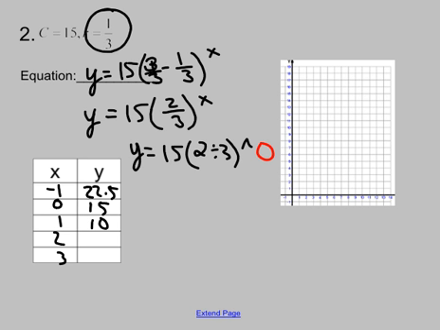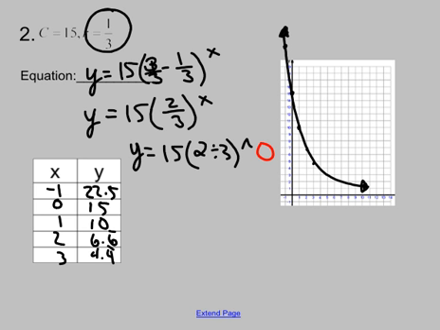Then when you square it, now we're going to have some nice decimals. 6.6 repeating. What happens if I cube it? Probably the same thing. 4.4 repeating. So awesome. 22.5, that's going to be up here. 0, 15 is right here. 1, 10. 2, 6.6. 3, 4.4. Right? So we're going to go like this, something like this. It'll get close to 0 but never touch it. So that's a nice decaying function.